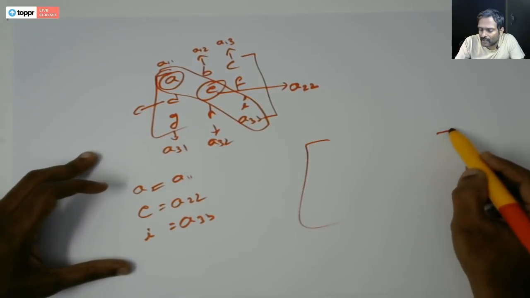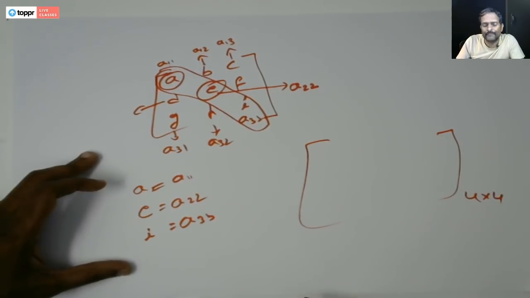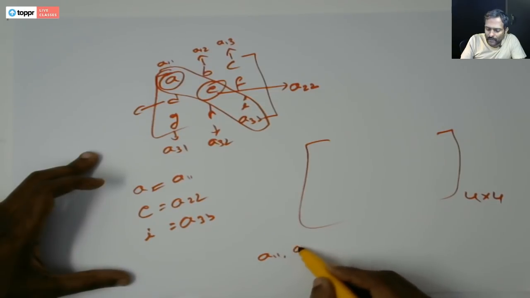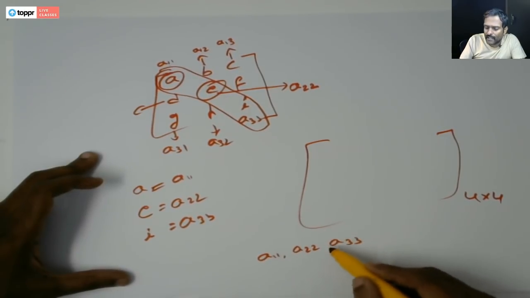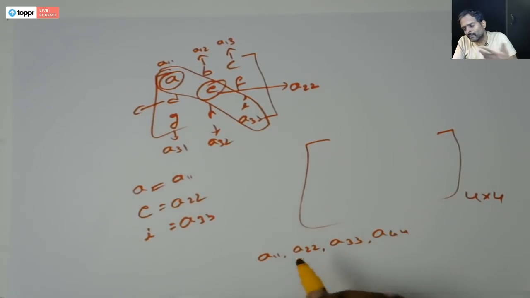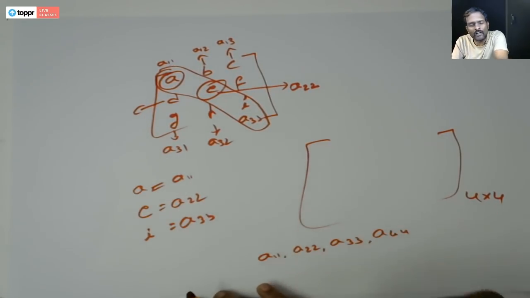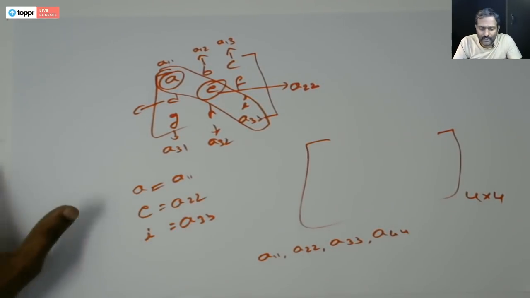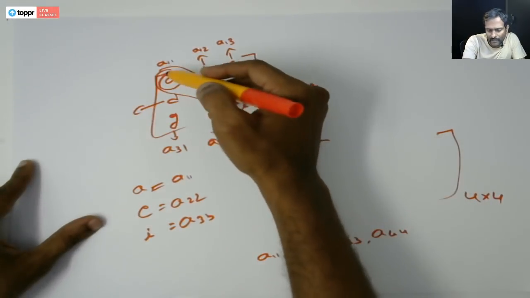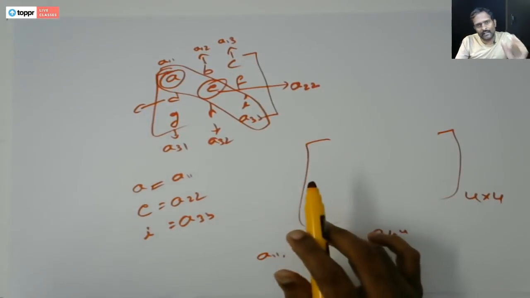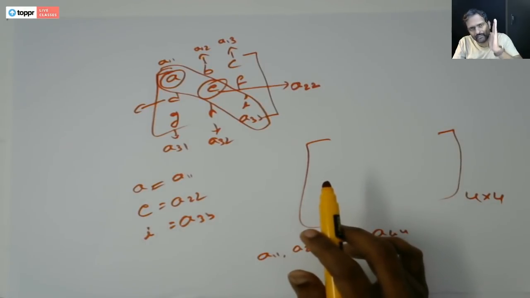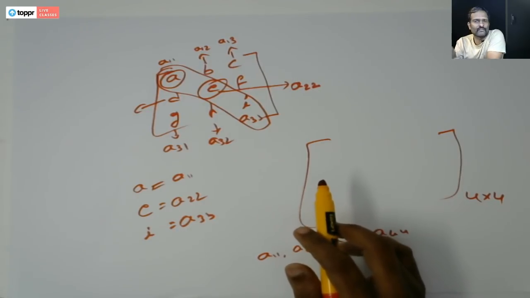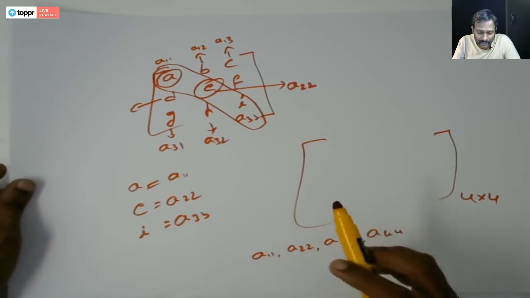Suppose I have a matrix of order 4 by 4. Then what will be my diagonal elements? My diagonal elements will be A11, A22, A33, and A44. So the nth order matrix will have elements up to ANN in the diagonal. Right, so the diagonal is nothing but the elements which fall in the equal row and column number, like first row first element, second row second element, third row third element, and so on are called the diagonal elements.